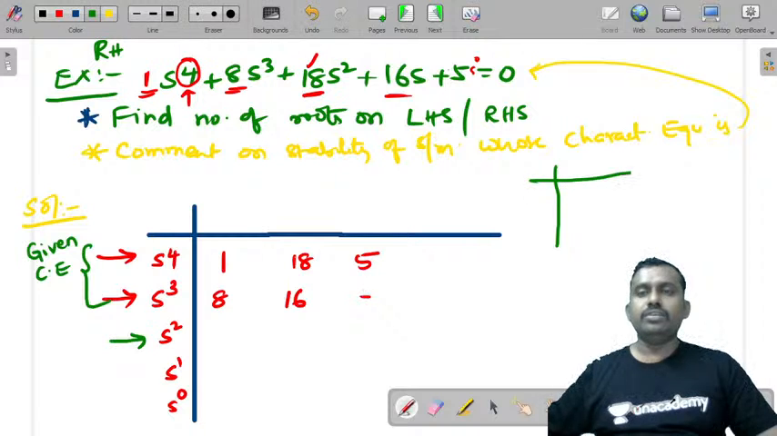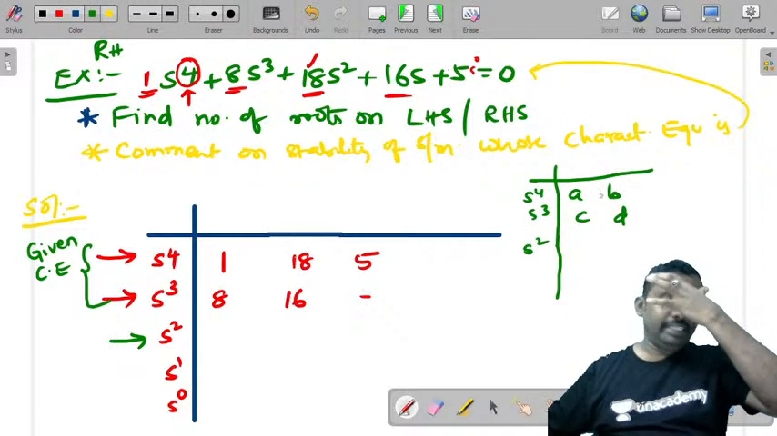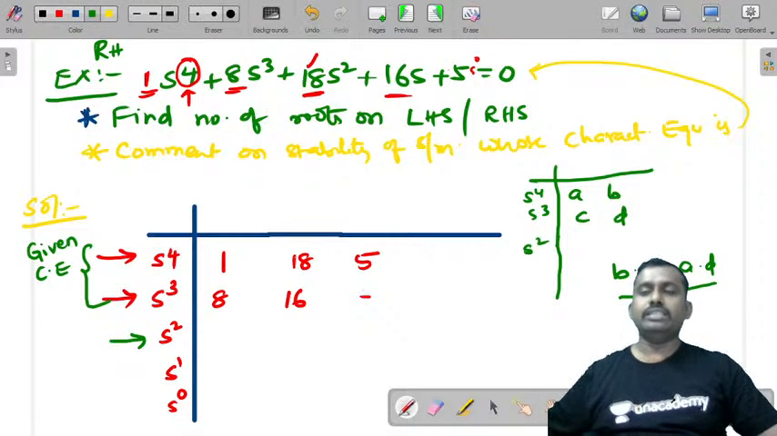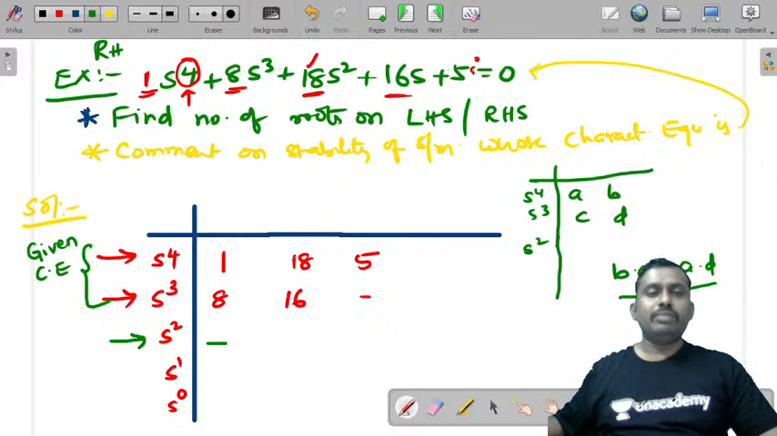Let us say you have A, B, C and D. This is s power 4 and this is s cube. Now how to calculate s square: you need to do something like this: E into C minus A into D by C. This is the expression that you need to take. Find the first column element.